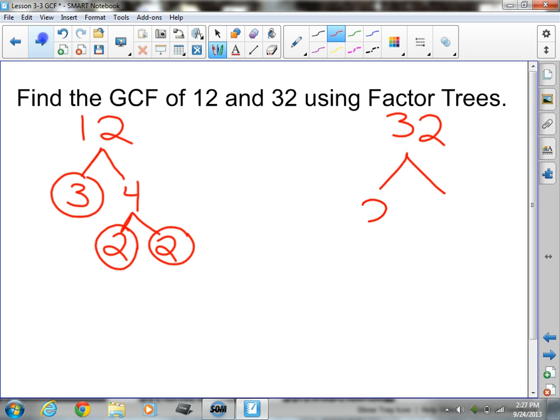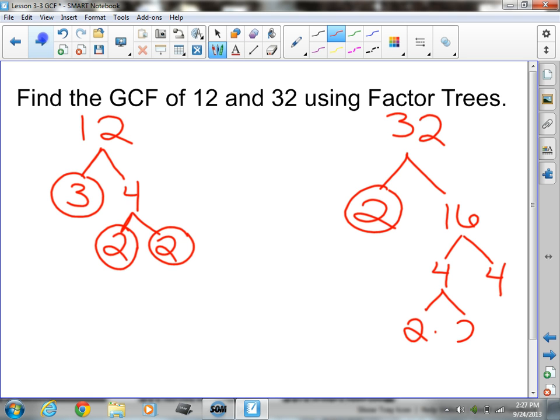32, I have 2 times 16. 2 is a prime number. 16 is a composite number. What times what is 16? Well, 4 times 4 is 16. 4 is not a prime number. It is a composite, so let's go further down. 2 times 2 on both of them, just like this. And 2 is a prime number.